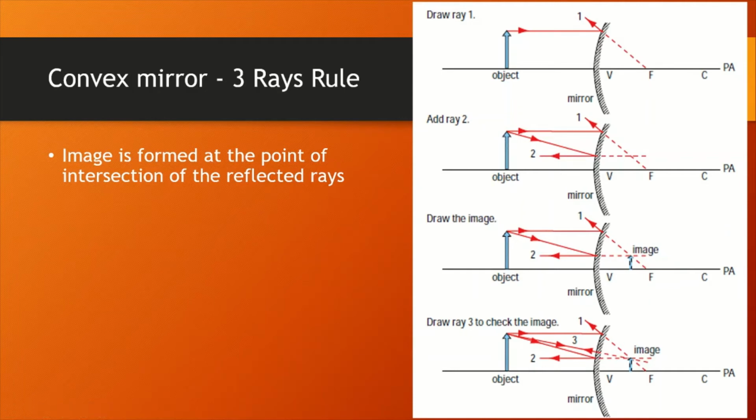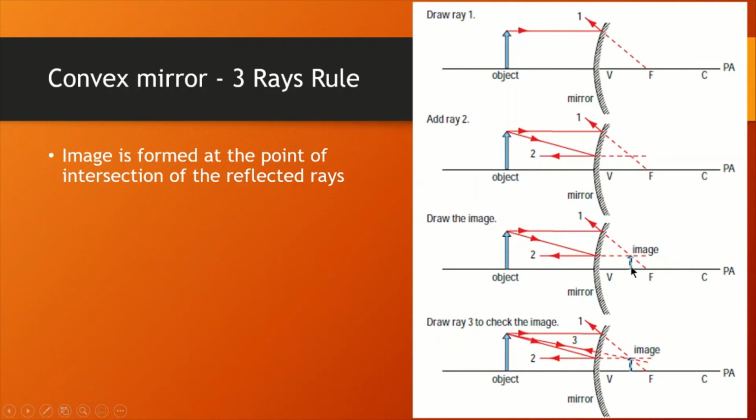We learned that when the reflected rays intersect, that is the position where the image is formed. But now you see these two reflected rays are not going to intersect anywhere in front of the mirror because they are diverging. But if we trace back inside the mirror, you see that they intersect inside the mirror, behind the mirror. So this intersection of the two reflected rays inside the mirror is where the image is formed. So we draw the image here.